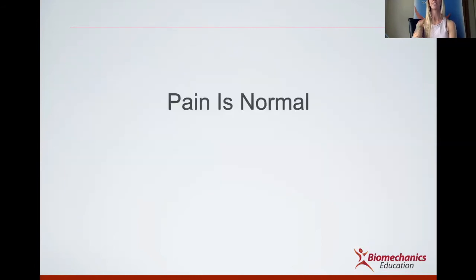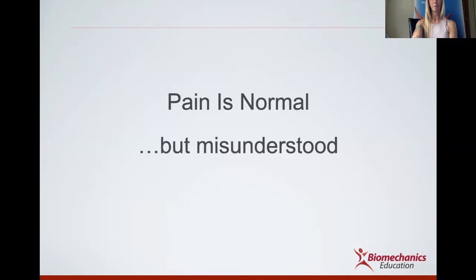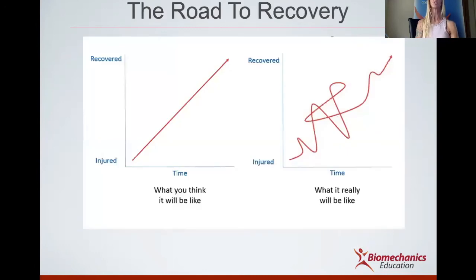What I talk about is the fact that pain is normal, but it's very often misunderstood. And certainly when you get a client coming back, their road to recovery, helping them understand it, their expectation that they would just start to feel better may have been confused a little bit with the idea that, in the real world, you might feel better, and then you feel worse again, and then you feel better. It's kind of this up and down and zigzagging journey towards feeling better.